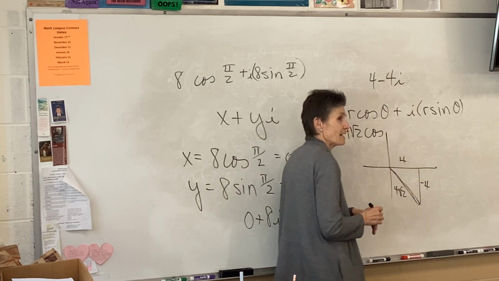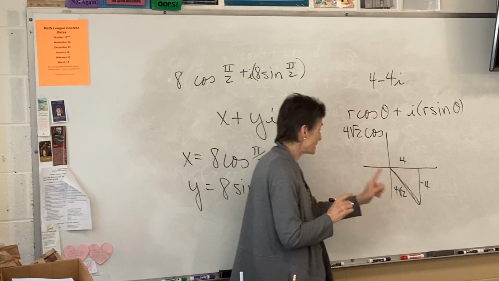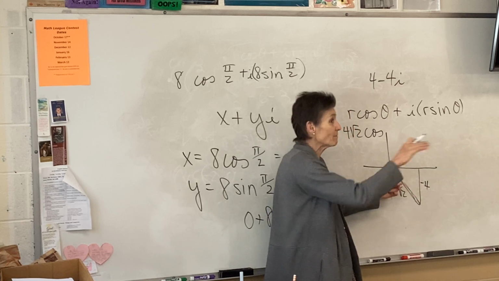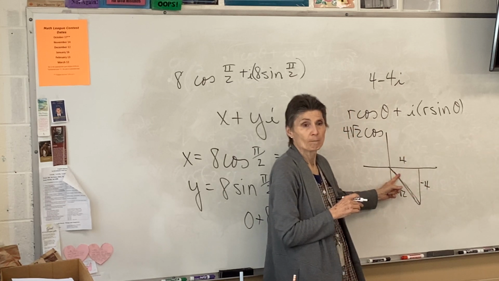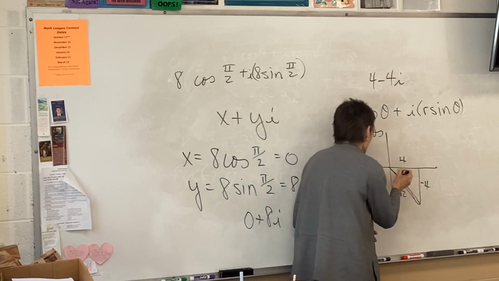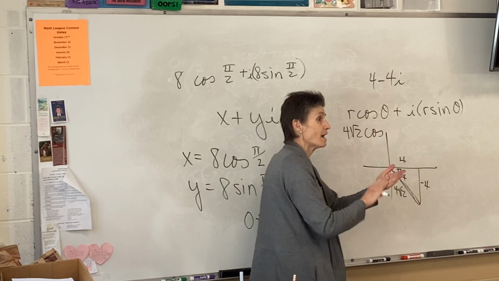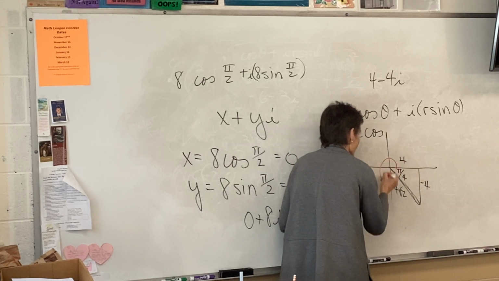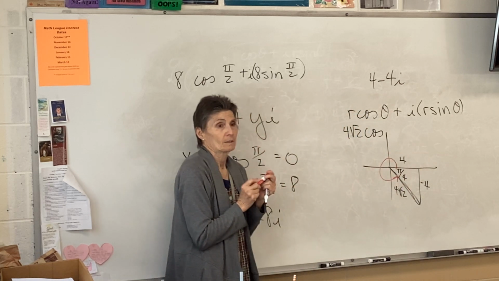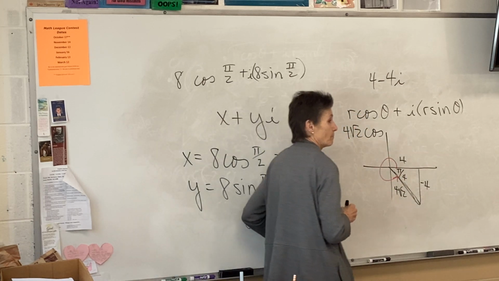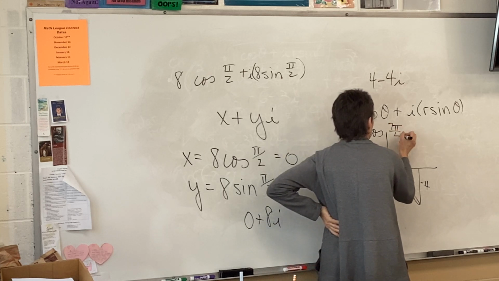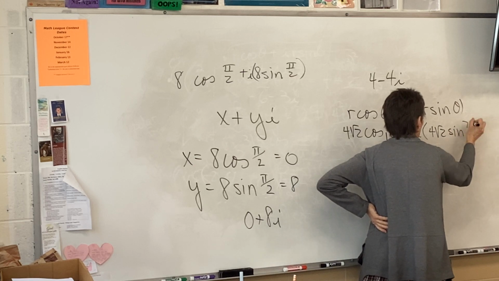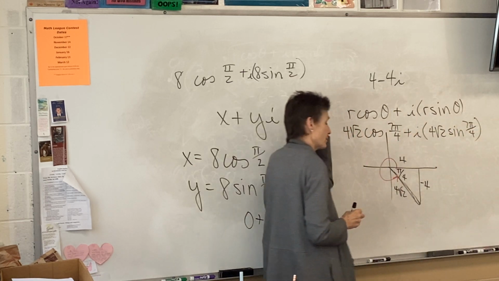Now I need to find theta. Be careful. Can you tell me how big this angle is? I hope these match. 45. So this is a 45-degree angle, or in radians, pi over 4. But pi over 4 is not theta. Theta must be in standard position. So what is theta? 7 pi over 4. And there you go.